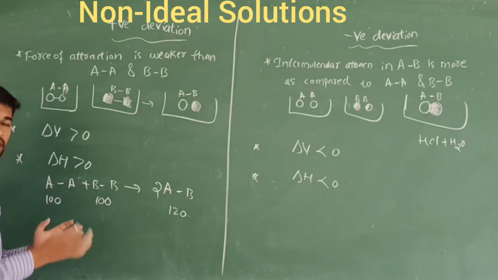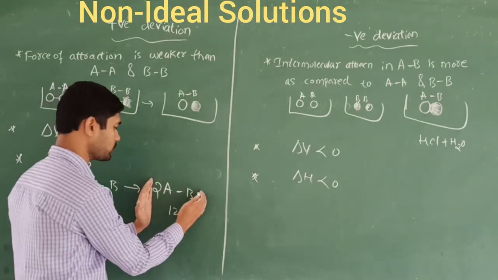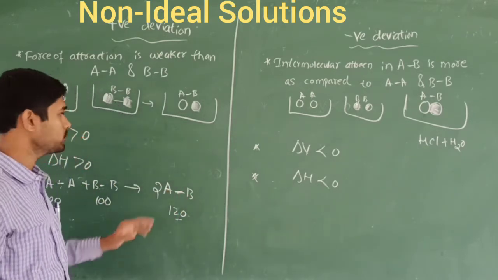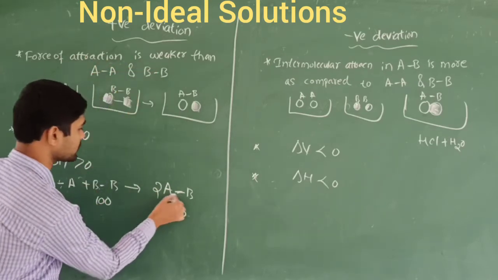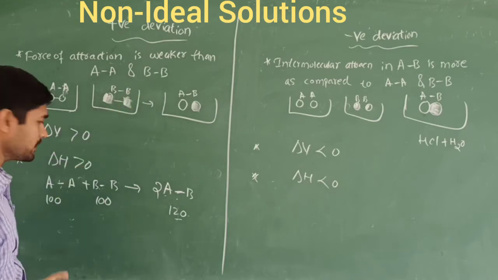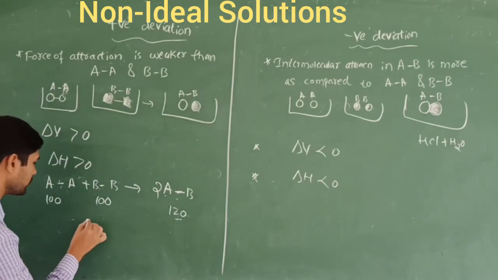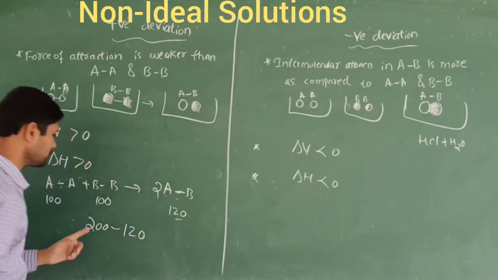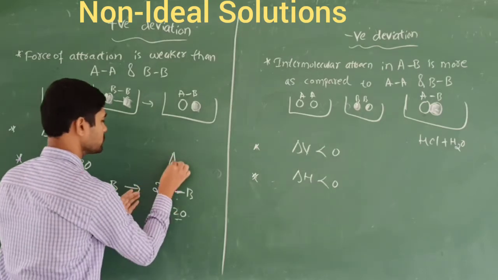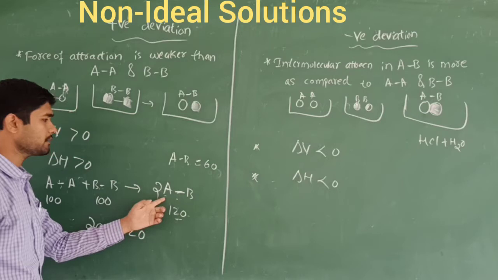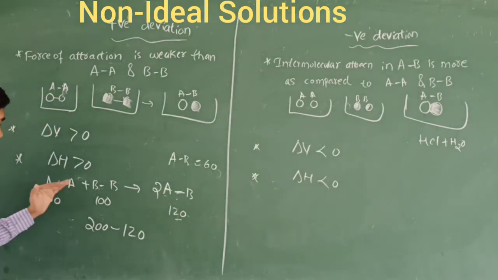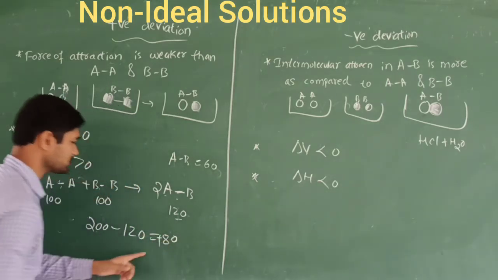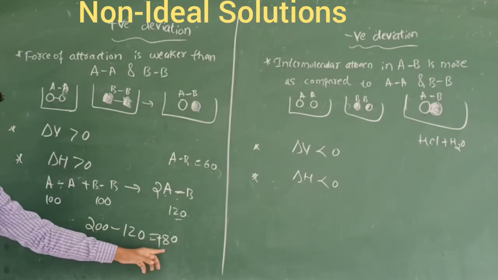The reactant requires more energy to break the bond, but what of the product? It requires only less. Why? Because this bond is already weaker than this one, right? As we discussed, the force of attraction in AB is weaker than in AA and BB. When you add this one, it becomes 200. Reactants minus product energy, that is 120, right? For formation of AB it requires 60 energy, for 2 times it requires 120. This is 200 energy minus 120, you are going to get the value 80. That is a positive value, right? That's why the change in enthalpy comes under positive values.